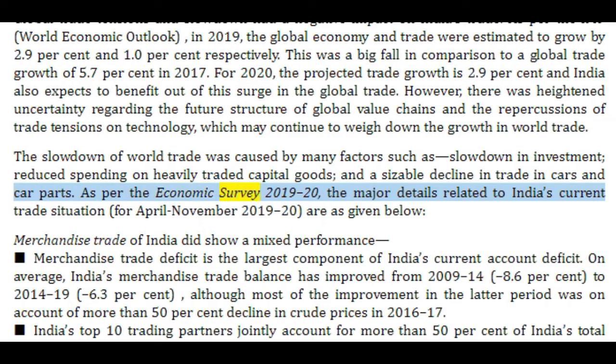As per the Economic Survey 2019-20, the major details related to India's current trade situation for April to November 2019-20 are as given below.